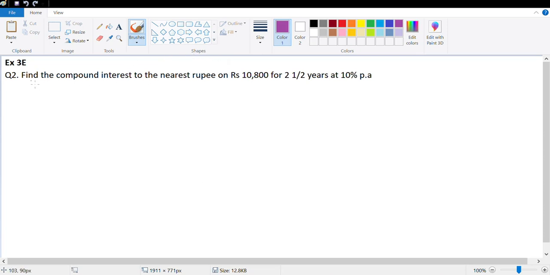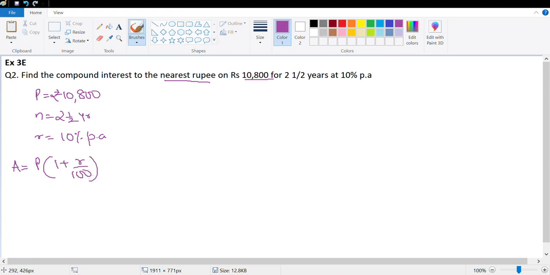Find the compound interest to the nearest rupee on this principal. So principal is 10,800, time is 2.5 years, and the rate is 10% per annum. Since compounding is not given, it means it's being compounded annually. So the formula was A is equal to P times (1 plus R upon 100) to the power 2, and (1 plus R upon 2 into 100) raised to the power half into 2.